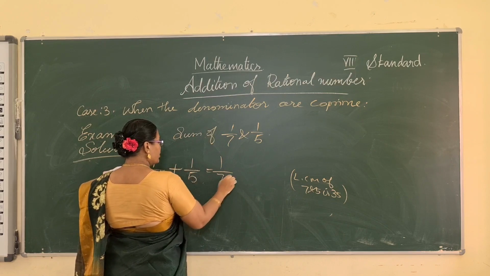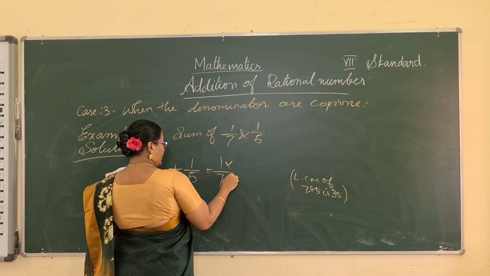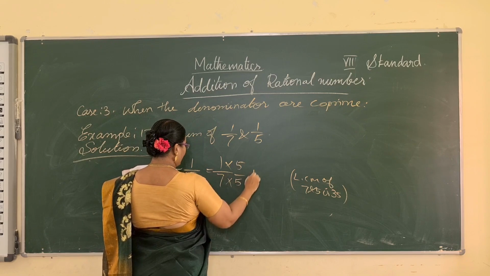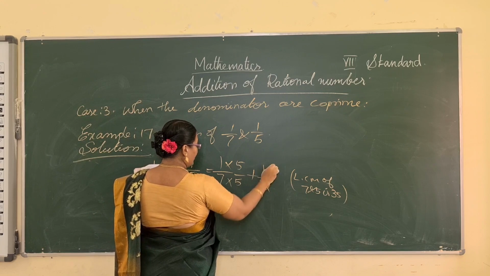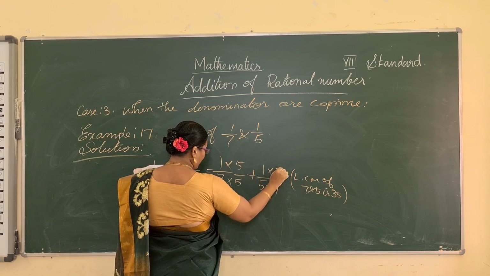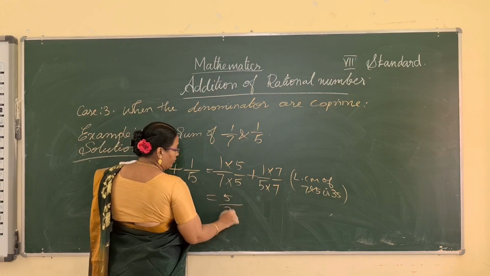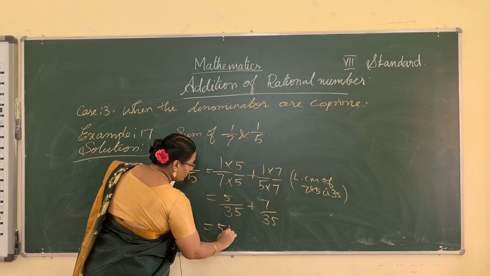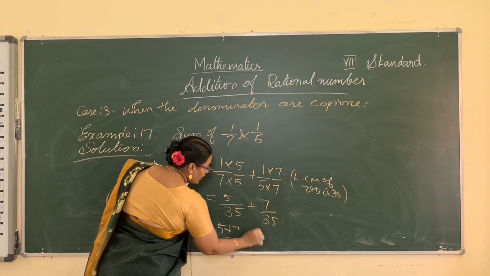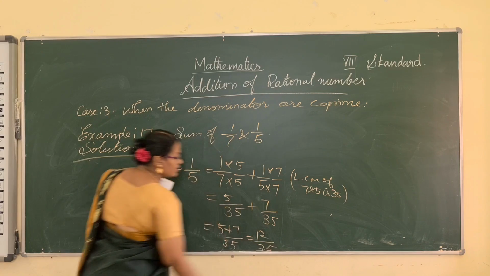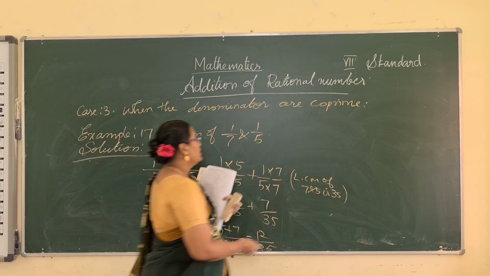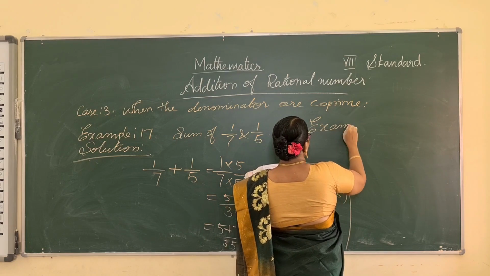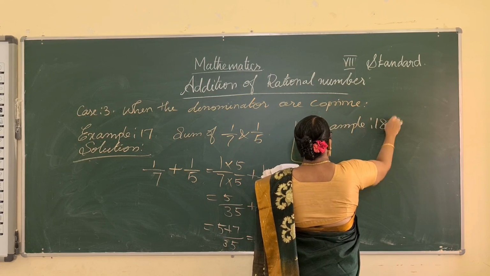So here 1/7: which number multiplies the denominator 7 to give 35? 5. The same number multiplies the numerator also. So here 1/5: which number multiplies the denominator to give 35? 7. So 5/35 plus 7/35. Now add the numerators, 5 plus 7 over 35. So 12/35 is the answer. This is one of the examples. See another example of this type, example 18.